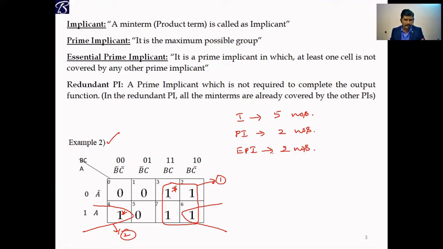Are there any redundant prime implicants? No, because the output function is completed. No other minterms are left. So that's why redundant prime implicants are nil.